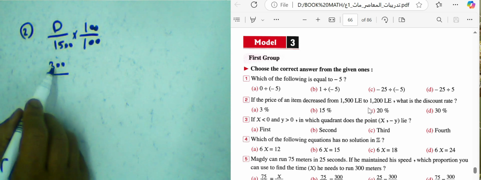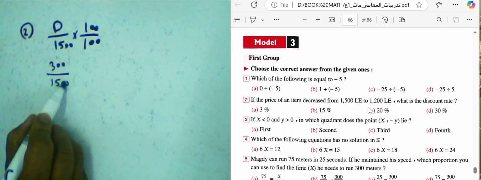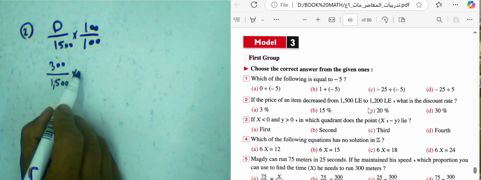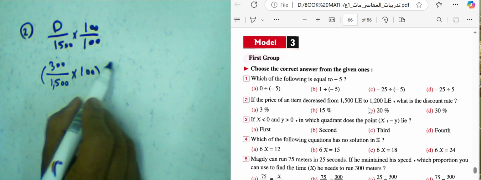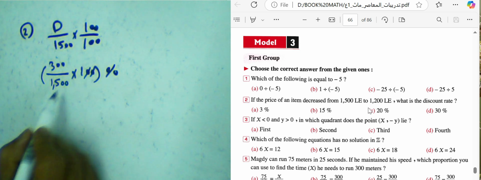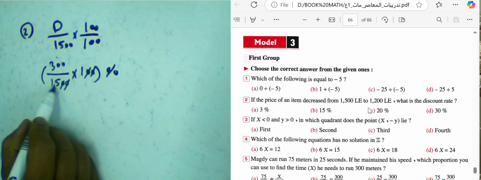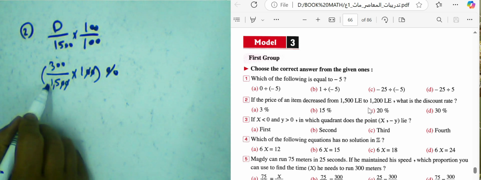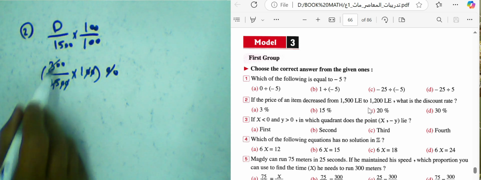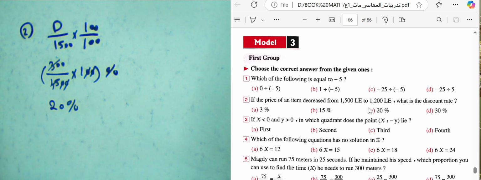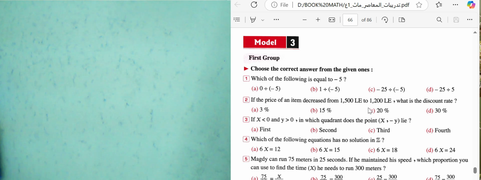So you can write the discount up here, divided by the original price, multiplied by 100 for the percentage. You can cancel the double zero by the double zero, and 300 divided by 15, 30 divided by 15 equals 2. 2 times 10 will be 20. So the result will be 20 percent. That was question number 2.